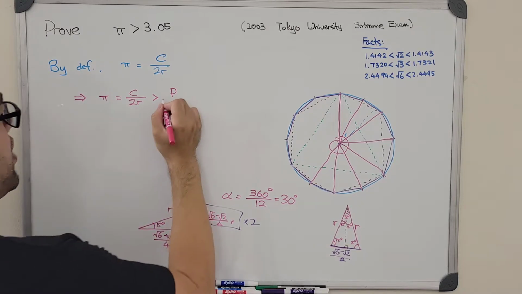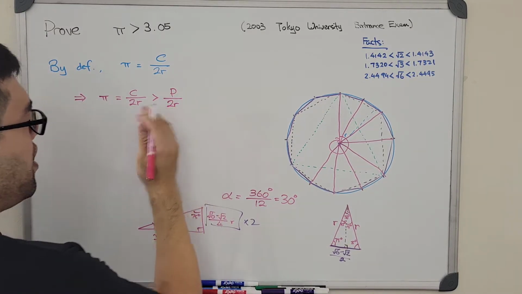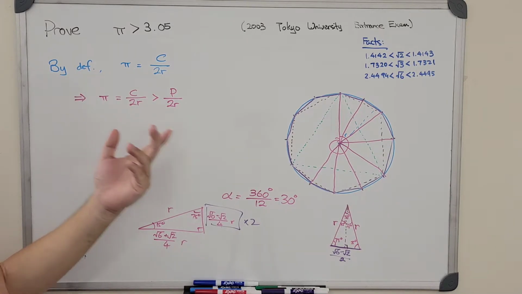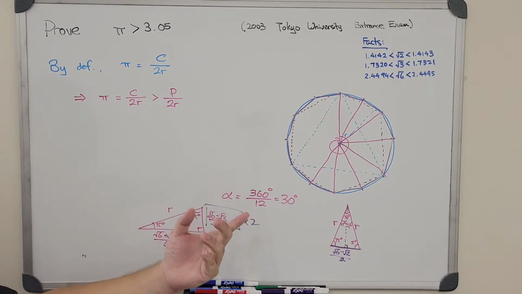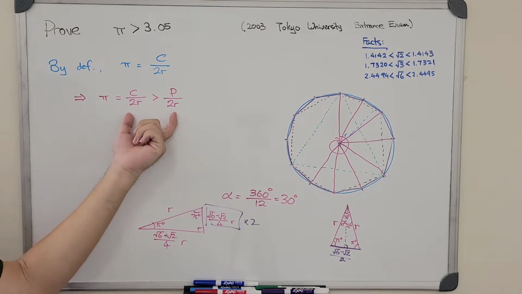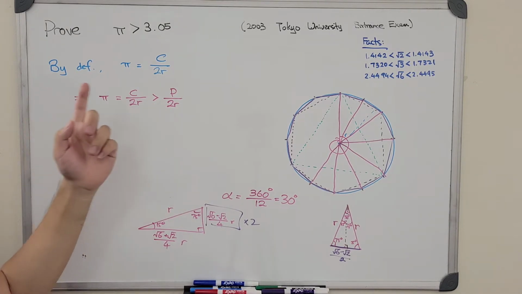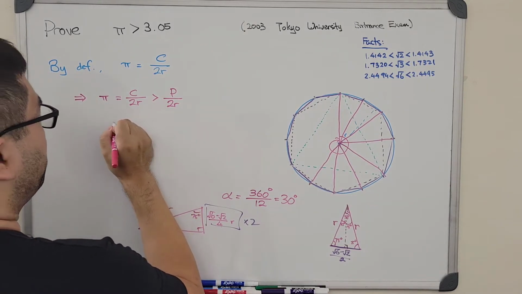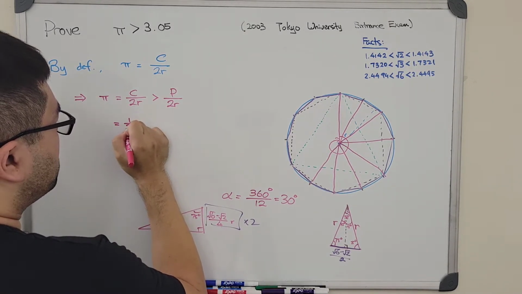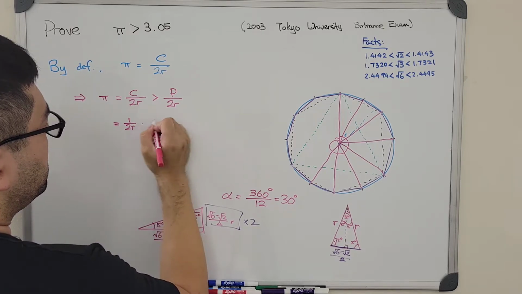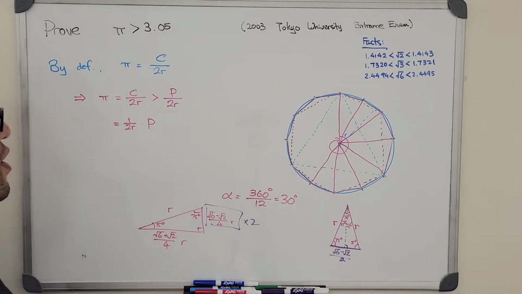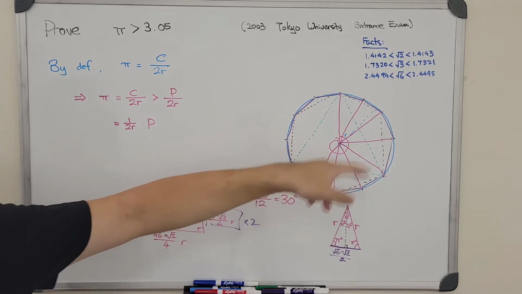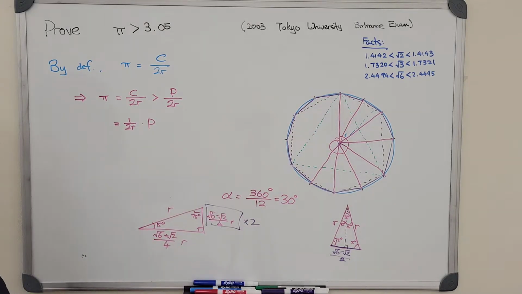And we're going to divide both sides by 2r again. Why? Because r is the radius, is positive. So if we divide by a positive value, we don't need to change the inequality sign. Good. So we can now split into this: 1 over 2r times the perimeter. Now we need to figure out the perimeter of this regular polygon.